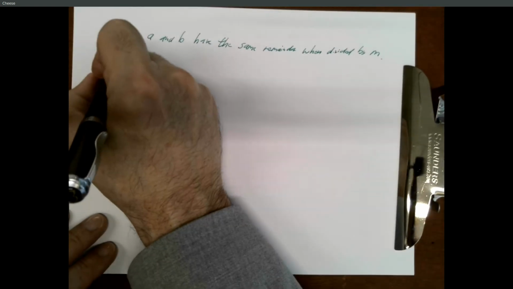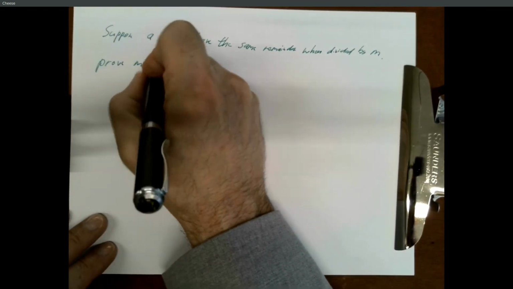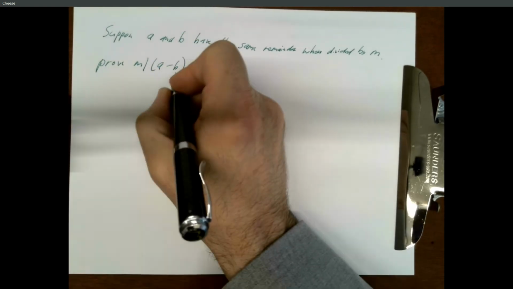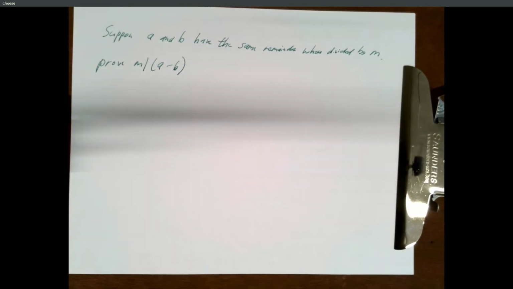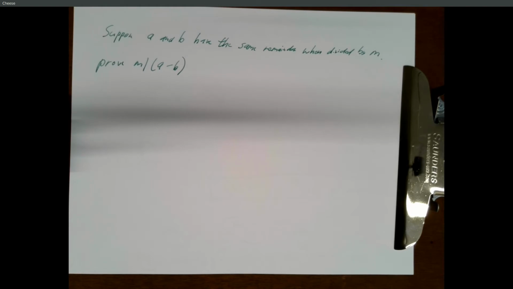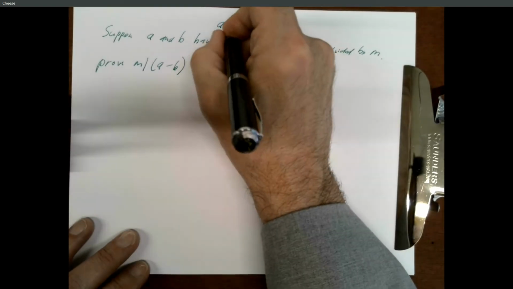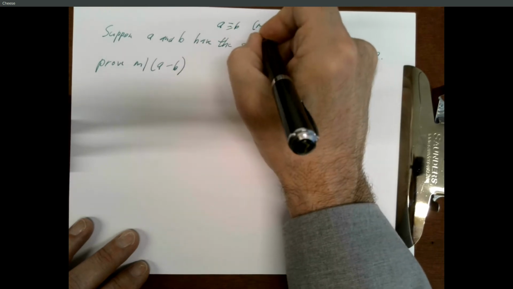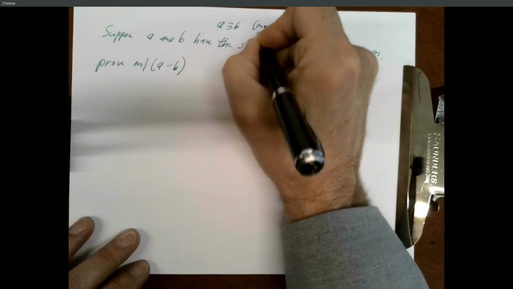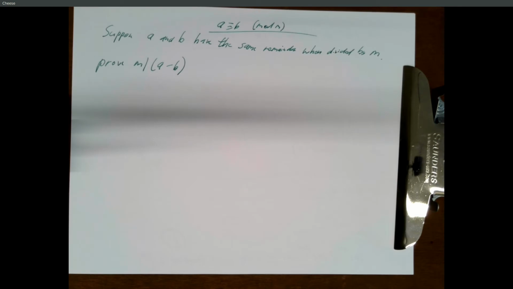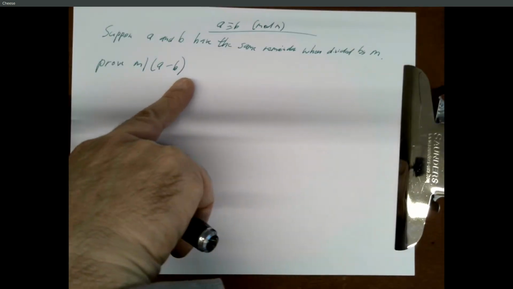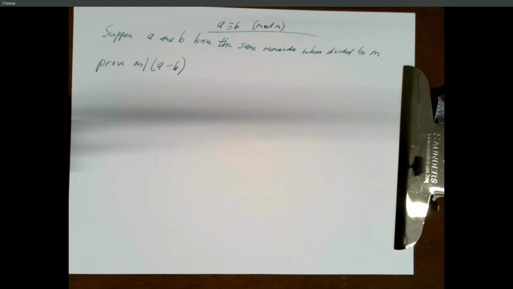Prove that m divides their difference. So a and b have the same remainder when divided by m. That means a is congruent to b modulo m. And we made the statement in the beginning of this that if 2 numbers are congruent, that's the same thing as saying that m divides their difference. So I was asking you to show that in a proof. And really, the only thing you have is the definition.